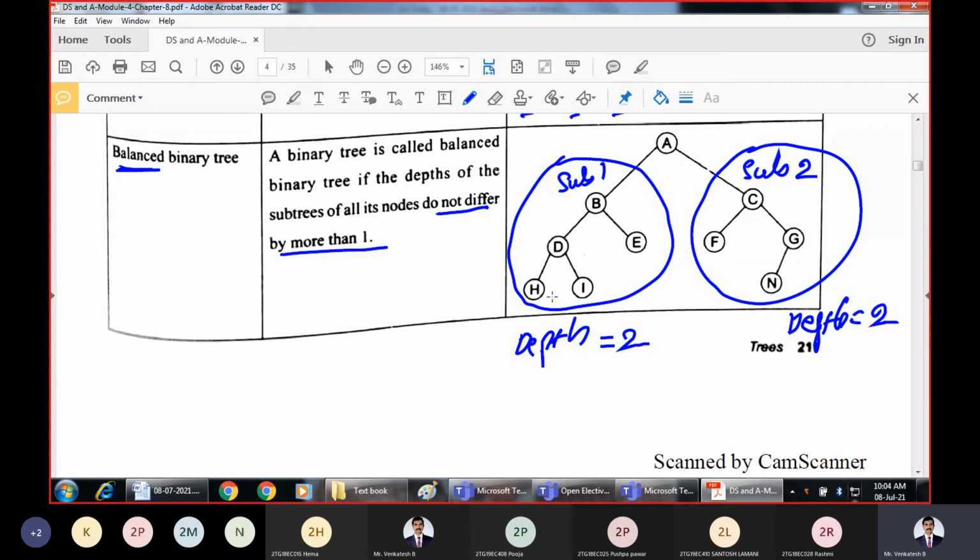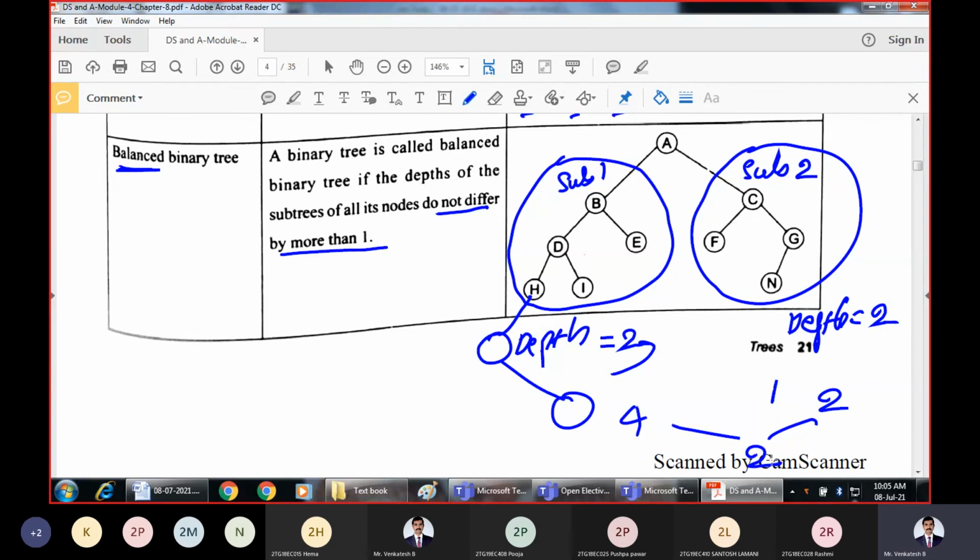For example, if you extend this tree further like this, then it is still a balanced binary tree, because the depth of this tree now becomes 3 and the depth of this tree is 2. 3 minus 2 is 1. So the maximum is 1, and it is still a balanced tree. Now suppose you extend it something like this, one more level. Now the depth of this tree becomes 4 and the depth of this tree is 2. 4 minus 2 is 2. Now it is beyond the formula. Now it is not a balanced binary tree.